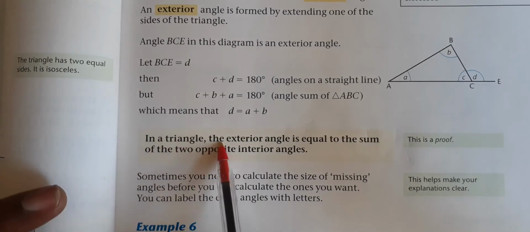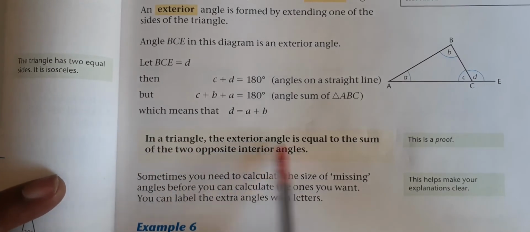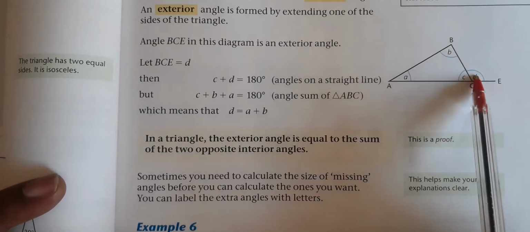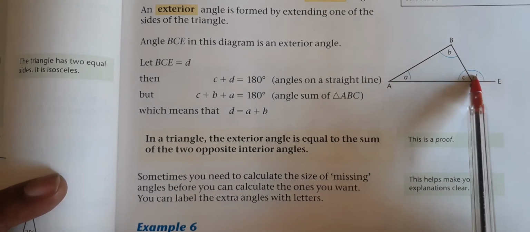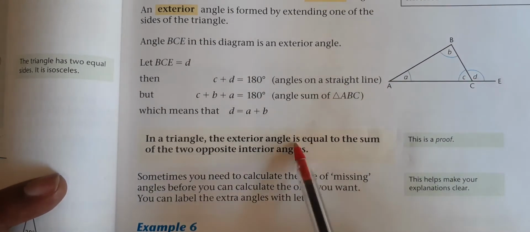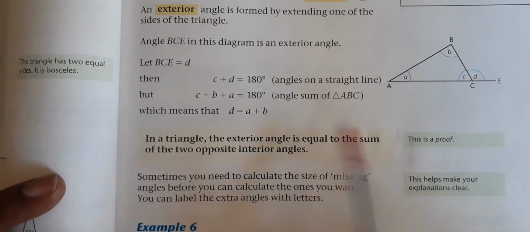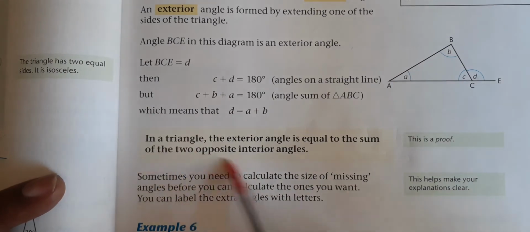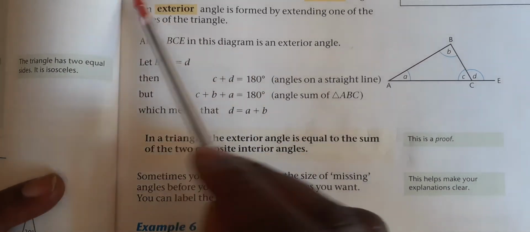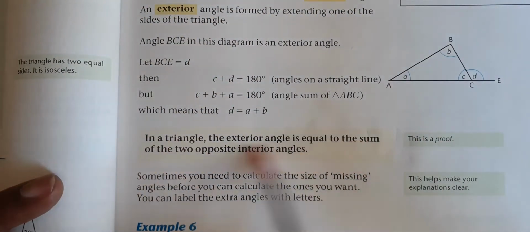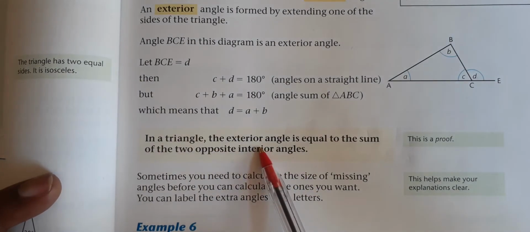In a triangle, the exterior angle, which is D here, is equal to the sum of the two opposite interior angles. Underline this one and you must know it. You write this first, then you come and conclude on this one. Okay? You come and conclude on this one.